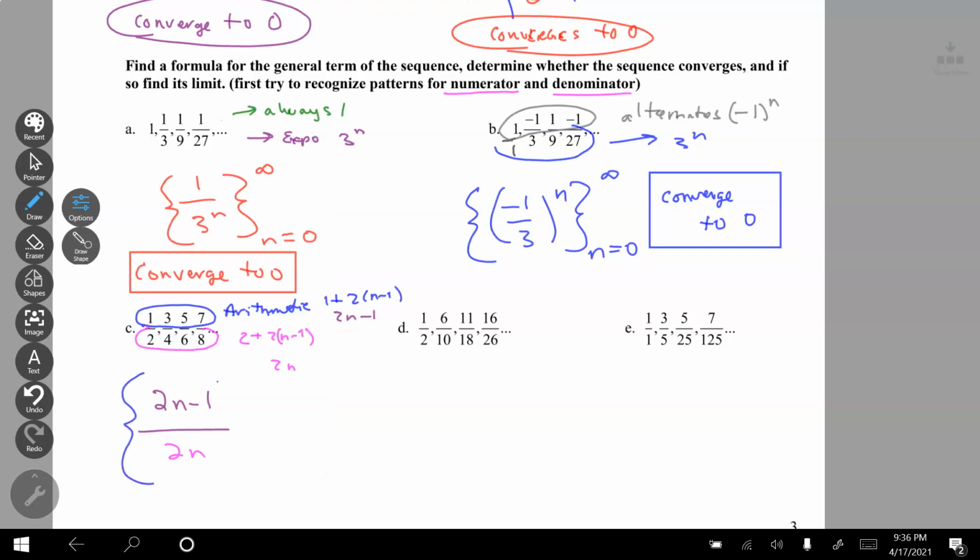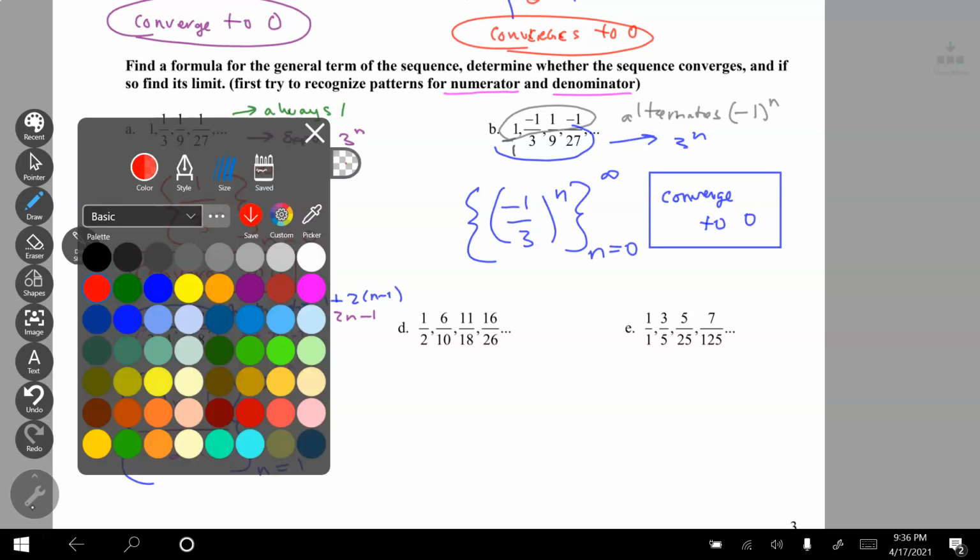And I'm going to put curly brackets around it. I'm going to have n equals, that one's always infinity. So I have to decide what number do I have to use for n. Well, if I plug in 0, I get -1 on top and 0 on the bottom. I definitely don't want 0 on the bottom. So I think it has to be 1. If I plug in 1, I get 2 minus 1, which is 1, over 2, and that's what I want.